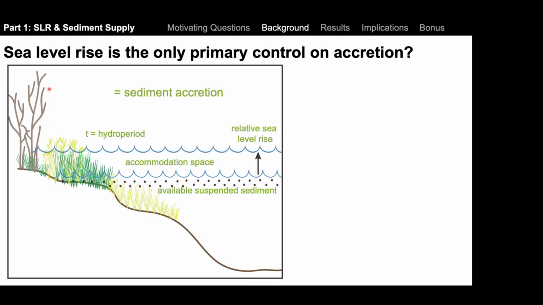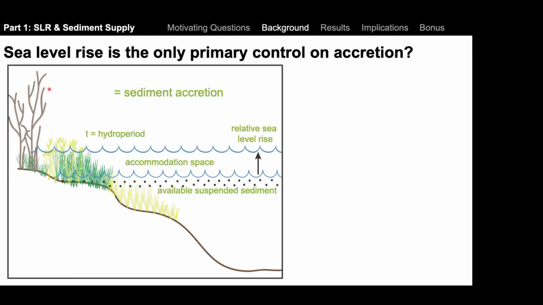Okay, just a little bit more background on how we think that salt marshes grow. So our long-held understanding is that as relative sea level rises, it creates accommodation space, or the volume within which sediment can accumulate. As sea level rises, it also increases the hydroperiod, or the time over which the marsh platform is inundated. And so long as there's available suspended sediment in that inundating water, and there's vegetation to trap that sediment, we expect that the salt marsh will grow at a 1-to-1 pace with sea level rise. So if relative sea level is rising at 1 millimeter per year, then we expect the salt marsh will grow at 1 millimeter per year.